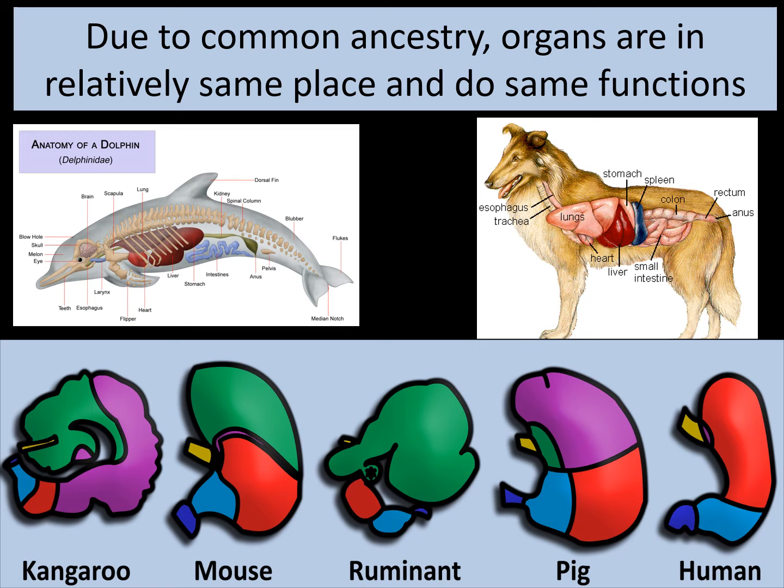Now, also due to common ancestry, if you take a look at organs and where they are placed in all the different chordates, they tend to be in relatively the same places, like in the abdomen, and they do the same functions. So that's why scientists often look at other animals such as pigs and frogs and use that information to guide them with knowledge on humans, because we all have the same organs and they look pretty much the same way and do the same functions.